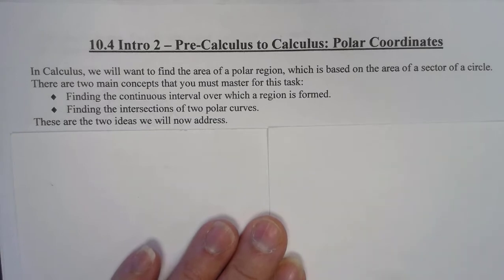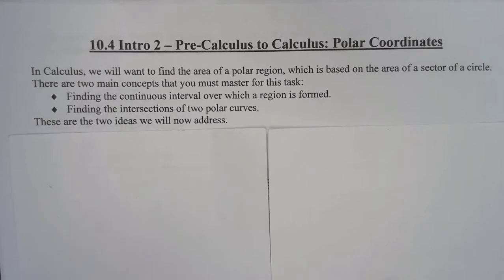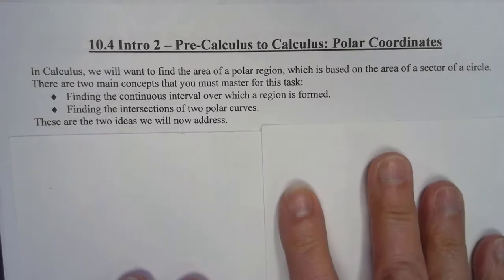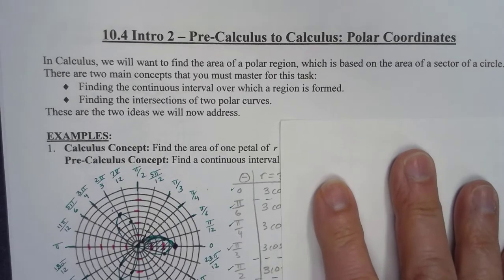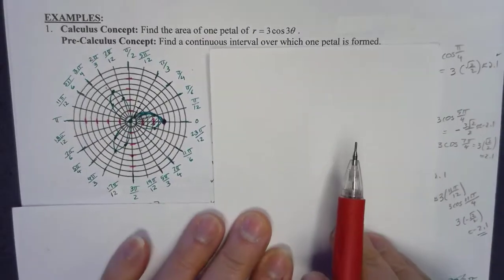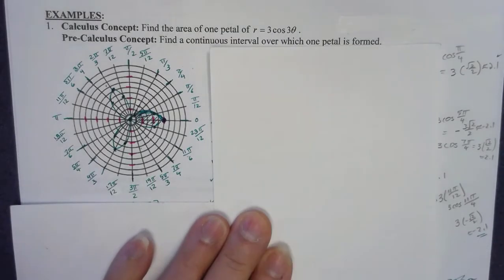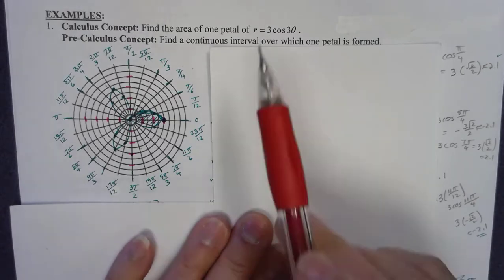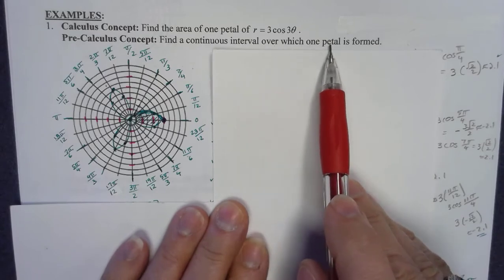Now, again, in pre-cal, you should have done some work with polar coordinates, but there's no telling what you remember. So we're going to look at a graph. Now, I'm going to unveil this graph. Find the area of one petal of 3 cosine 3 theta. This is going to be what we want to do. So first we have to find a continuous interval over which one petal is formed.